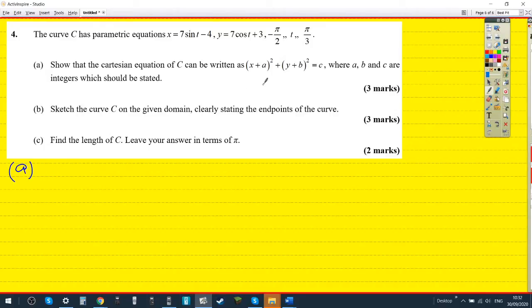Is there any clue you get from what you're aiming towards? Oh, so x plus a squared plus y. So does that mean that when I factorize it, it should be like x squared plus ax plus a squared? Maybe. That's not what I'm getting at, though. Make sine t the subject. So that would be x plus 4 over 7. Make cos t the subject. y minus 3 over 7.